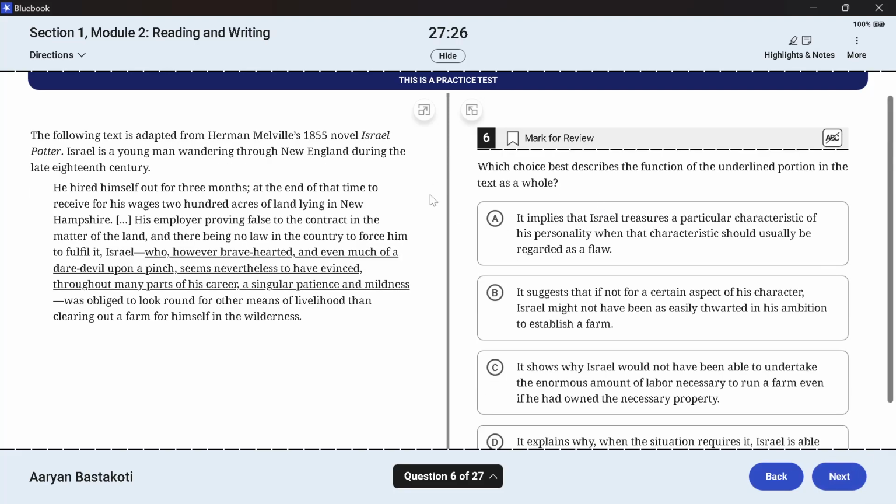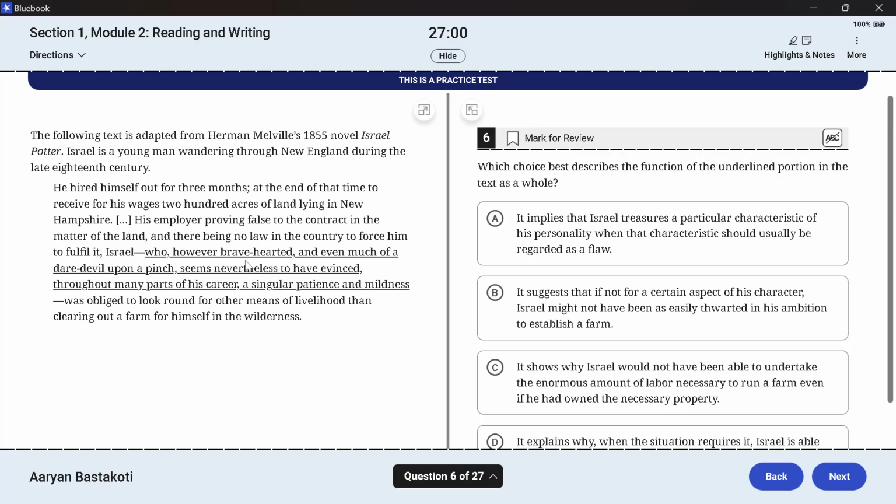Okay, now we need to hurry up. Which choice best describes the function of the underlined portion in the text as a whole? Israel is a young man wandering through New England during the late 18th century. He hired himself out for 3 months, at the end of the time to receive for his wages 200 acres of land lying in New Hampshire. His employer providing a false contract in the matter of the land, and there being no law in the country to force him to fulfill it.